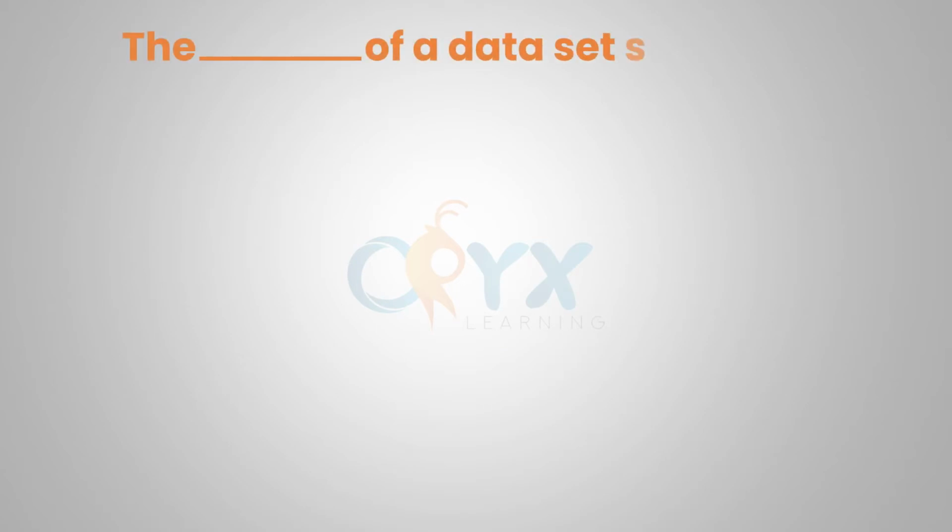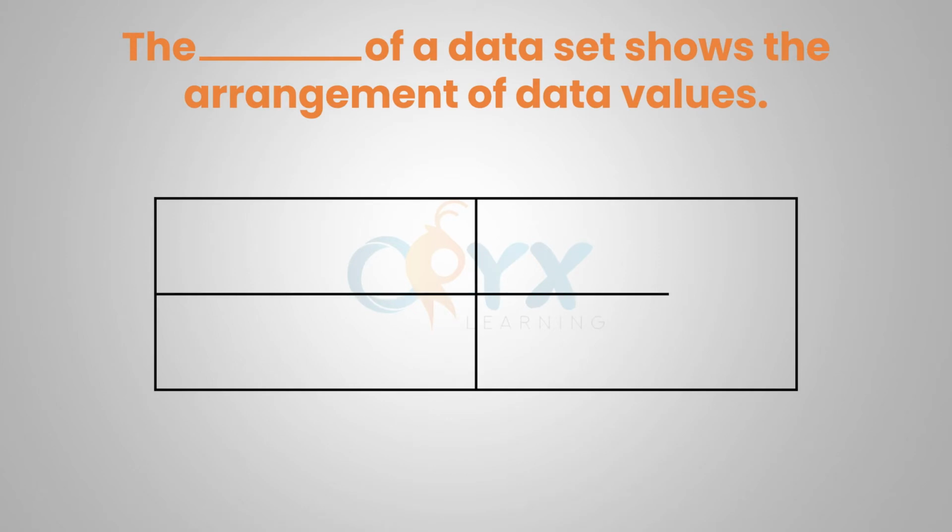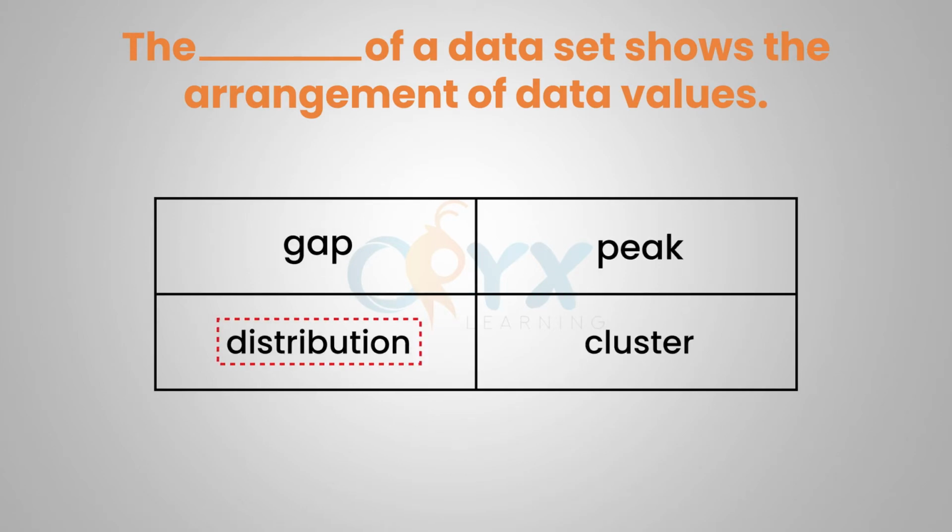The blank of a dataset shows the arrangement of data values. Well, by definition, as we just saw, the distribution of a dataset shows the arrangement of the data values.